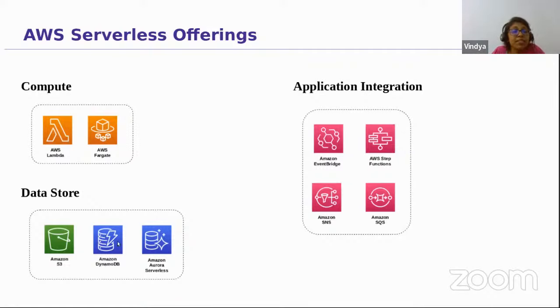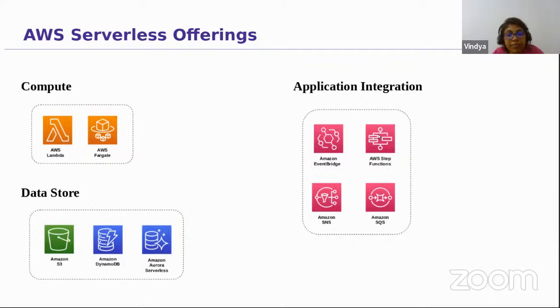And then we have DynamoDB. It's a serverless NoSQL database. And then we have Amazon Aurora Serverless. Aurora is Amazon's proprietary database. It also has this serverless offering. And then when it comes to application integrations, we have EventBridge. EventBridge is a serverless event bus, which you can use for these integrations.